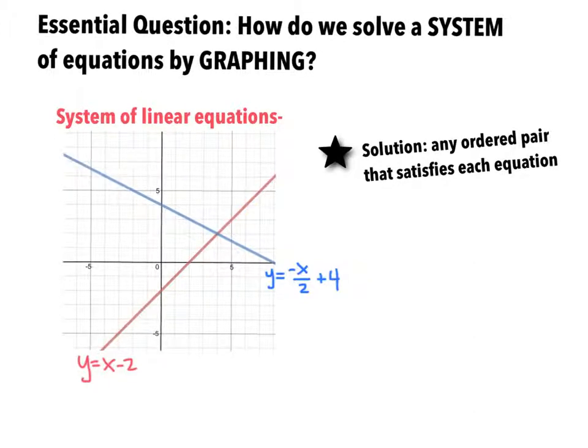So for these two linear equations, y equals negative x over 2 plus 4 and y equals x minus 2, this point right here at (4, 2) would be the solution. That just means that if you were to plug in x equals 4 for each of these x's, you would get that y is equal to 2 for both equations. So their intersection is the solution.